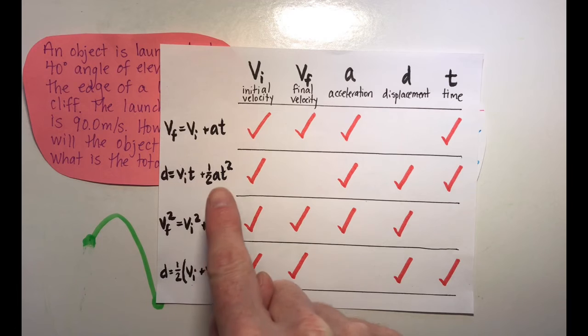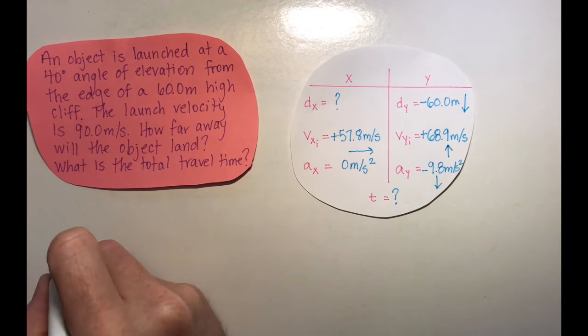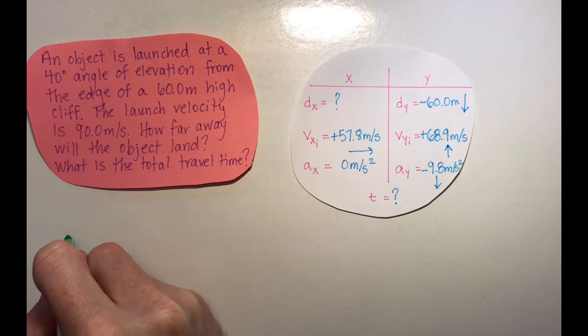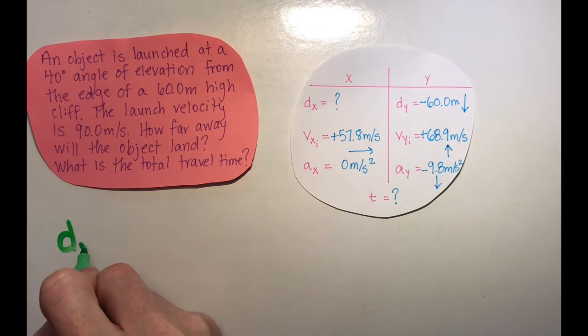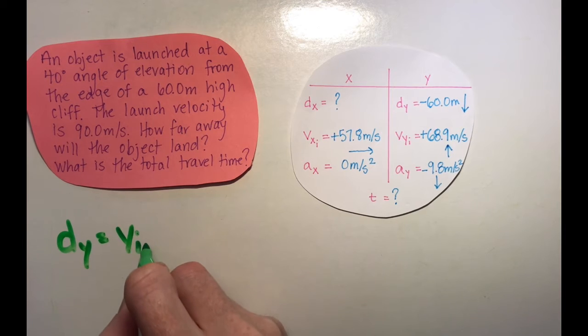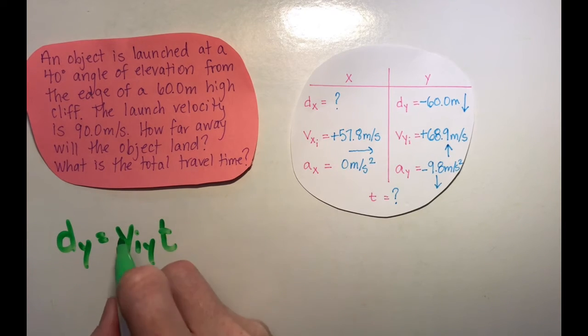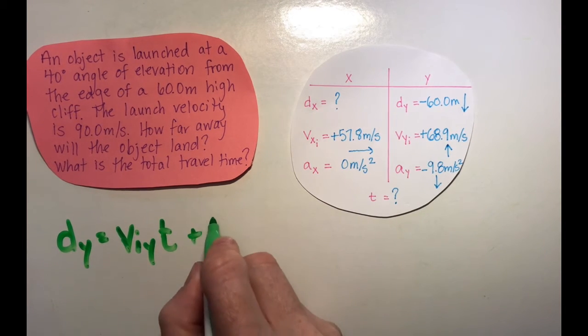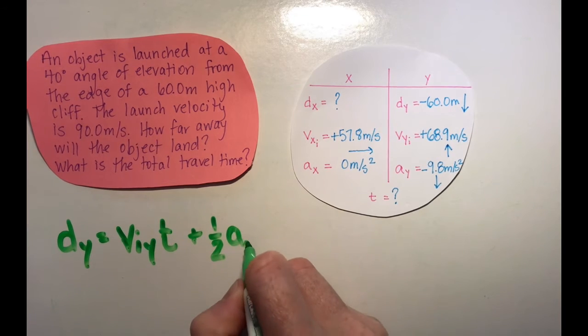So let's write that down. Let's keep in mind we're using data from the vertical dimension. So our vertical displacement is going to be equal to the initial velocity in the vertical dimension times time plus 1/2 the acceleration in the vertical dimension, which is gravity, times time squared.